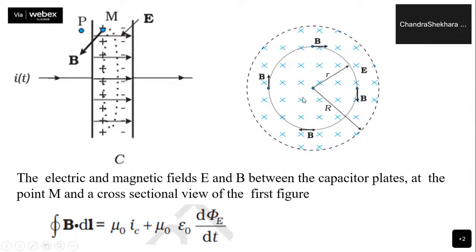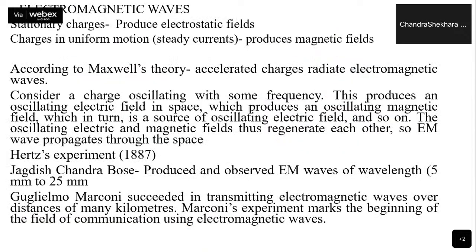Therefore, the line integral over a closed surface of B dot dl is equal to mu naught IC plus mu naught epsilon naught d phi E by dt. This is the famous fourth equation, now known as the Ampere-Maxwell law. After understanding the significance of this displacement current, which is present when the changing electric current is passing through the capacitor, it completes Maxwell's fourth equation. Now, this leads to the idea of electromagnetic wave.